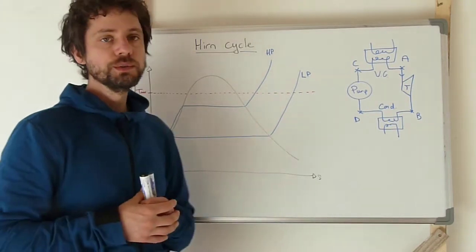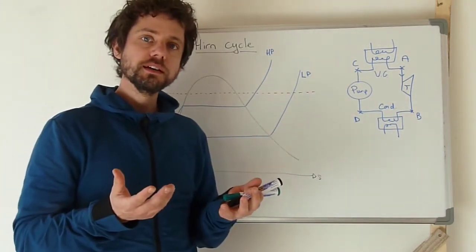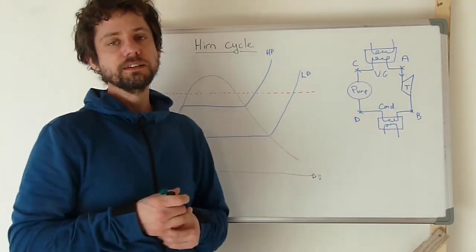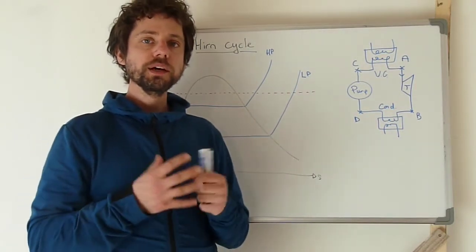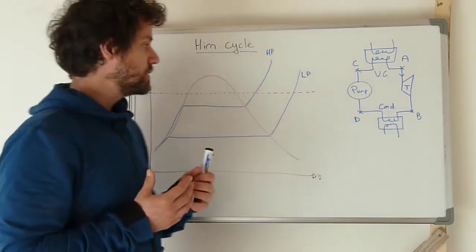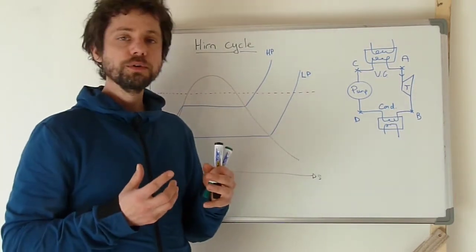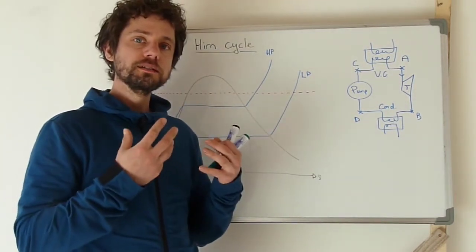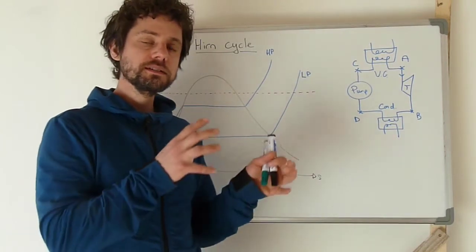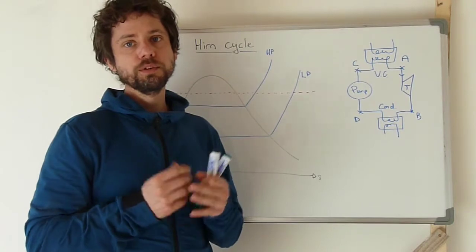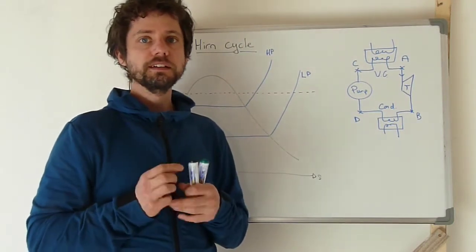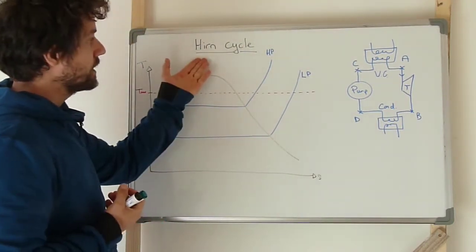In order to improve the Rankine cycle and to decrease these effects of two-phase expansion, one way of doing it is to superheat the vapor before the turbine inlet. And this Rankine cycle with the superheat of the vapor at the turbine inlet is usually called the Hirn cycle.